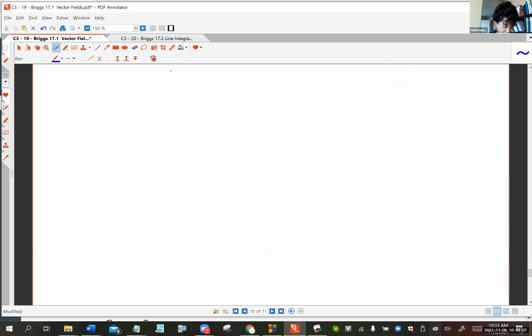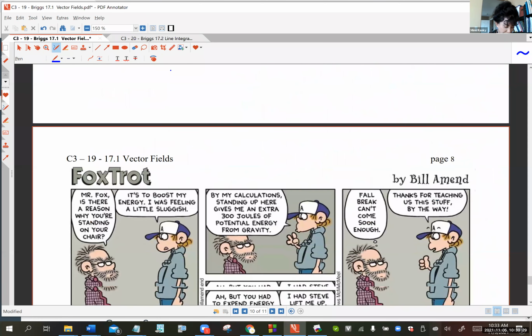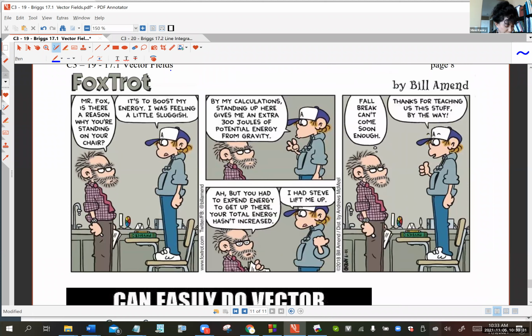And of course, now for one of my favorite memes, hey, Mr. Fox, is there a reason why you're standing on your chair? And this is talking about kinetic energy and potential energy that we were talking about. And if you've taken physics already, this will probably be a little bit more funny. And if you haven't taken physics yet, well, you may not be as impressed.